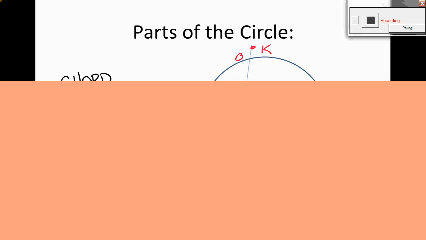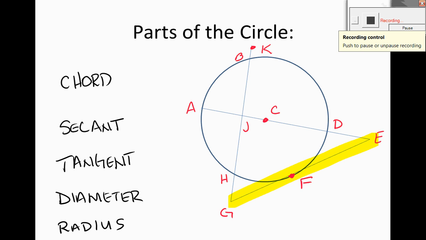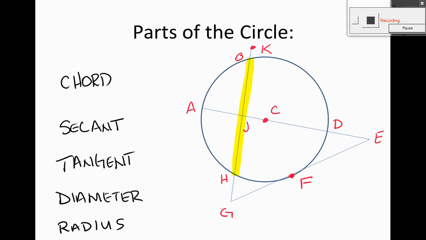Next one, what is that? Ooh, what is that one? Good. Talk to your partner. Good. Thank you, Daisy. What is that? Good. Thank you, Manny. Tangent line. Very good. All right, next one, ladies and gentlemen. What about that one? Ooh. Very good. What is that one? Good. Not the secant line. Good. It's a chord.